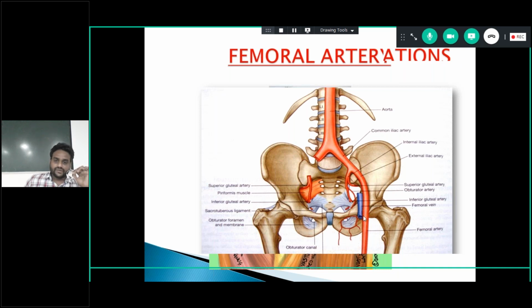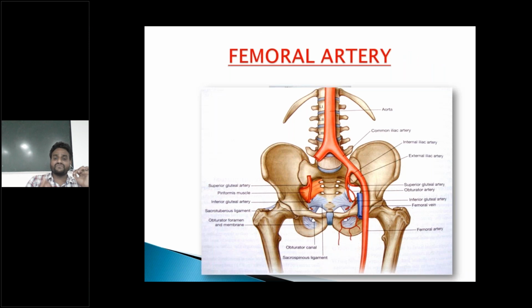External iliac artery. Very good. So femoral artery is the continuation of external iliac artery at the level of, or deep to, the inguinal ligament. Above the inguinal ligament, external iliac artery. Below the inguinal ligament, femoral artery, because the inguinal ligament is the boundary between the pelvic cavity and thigh.